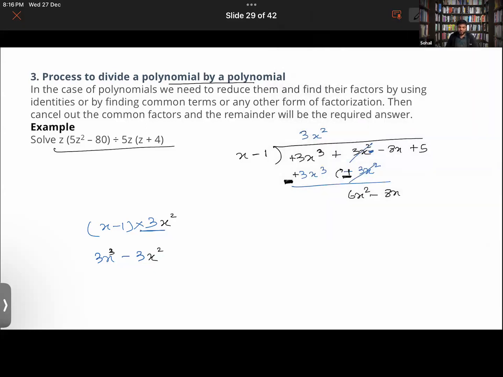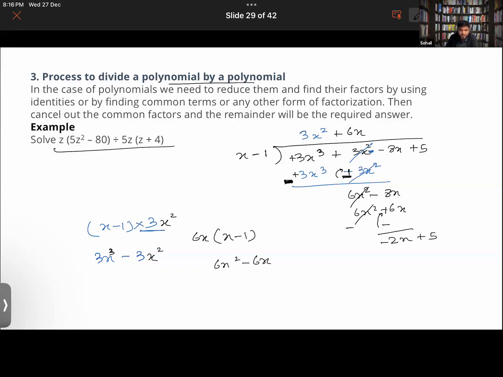Now what should we do? We will now multiply it with 6x. So x minus 1 times 6x will give you 6x square minus 6x. Getting it now? So we take plus 6x, which gives 6x square minus 6x. Again subtract it, so these two get cancelled. And minus 8x plus 2x: minus into minus becomes a plus sign. So 8x minus 6x gives you 2x. And let's bring this 2x down.